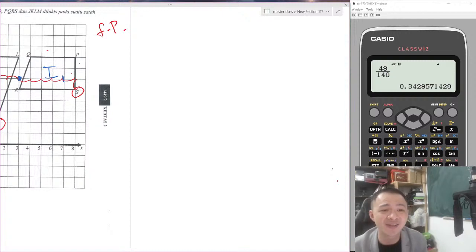How to find the distance from North Pole to South Pole? It's very easy, because North Pole to South Pole is 180 degrees. So you just use 180 times 60, that's all.